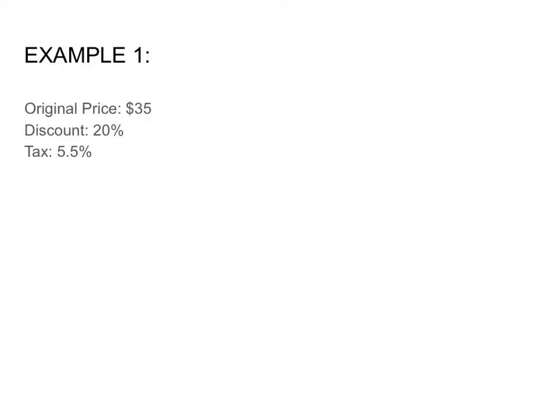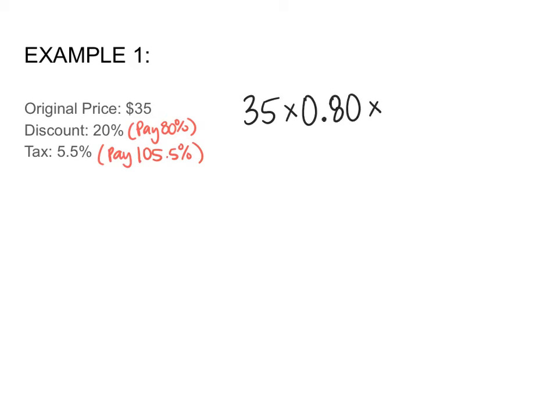Here's the first example for you to copy into your notebook. We have an original price of $35. We're discounting 20%, which means we're going to pay 80%. And then there's a tax of 5.5%, which means we're going to be paying 105.5%. When I write this out as an equation, I have $35. Then I'm finding 80% of that. Then I'm finding 105.5% of that new amount. And I get a total of $29.54.